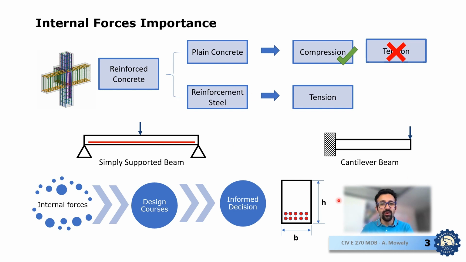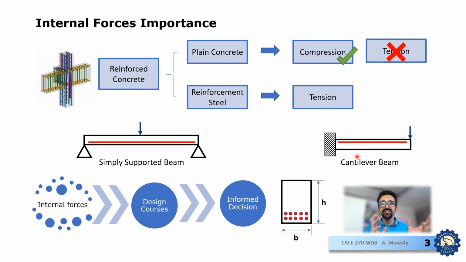What if we have a cantilever beam? Let's just recall this fan example. You will find that if we have a fixation here and we apply a load here, we'll have tension at the top as you see. So this means that we have the main reinforcement at the top.